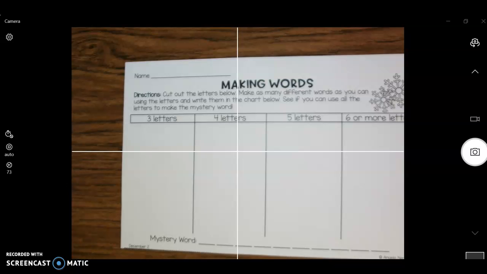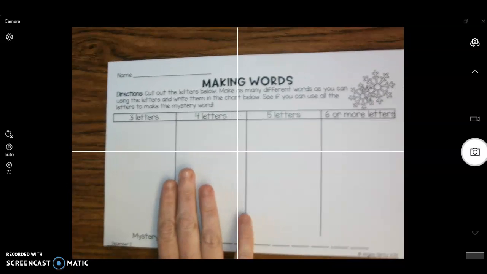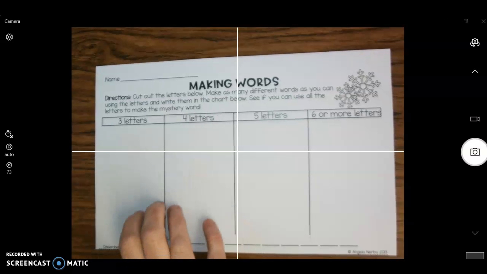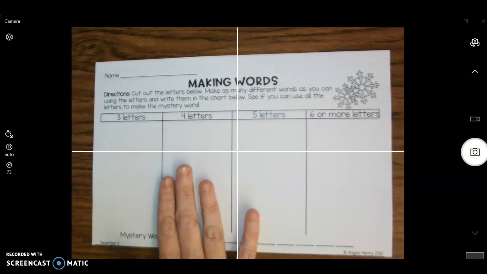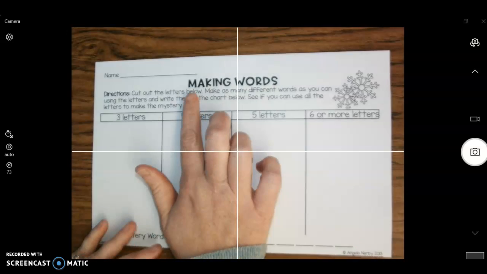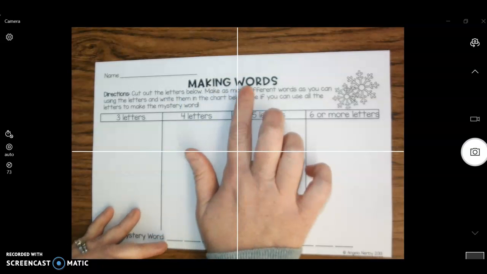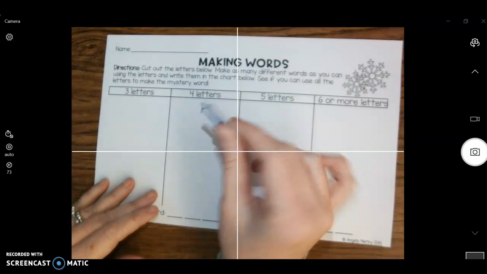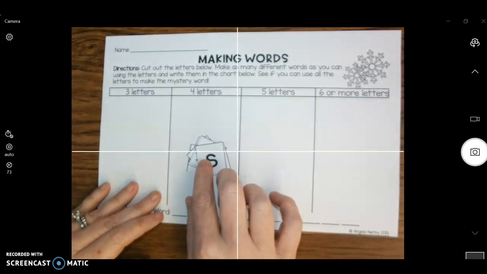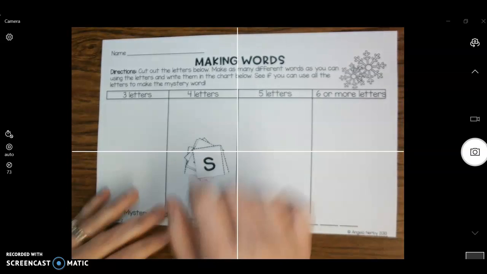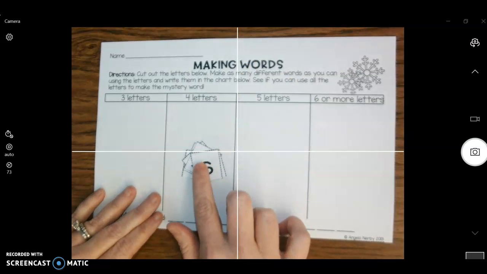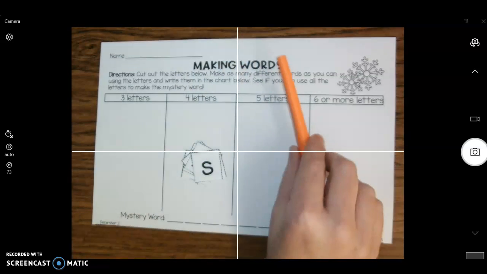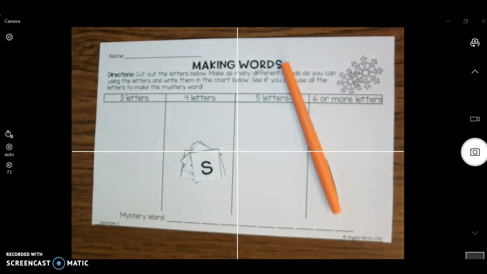Okay, scholars, so last week we did the same activity together as a class, but today Ms. Esther is going to guide you through it as you work independently. Inside your reading and writing folder, you need to pull out your making words paper as well as your Ziploc that has your letters. Go ahead and pause the video and let's pull those out. You need the worksheet, your letters, and something to write with, so a pencil.